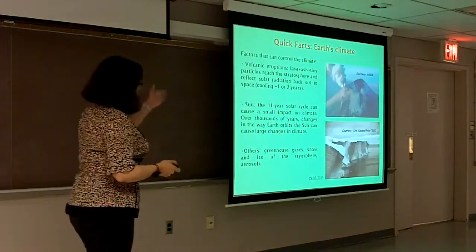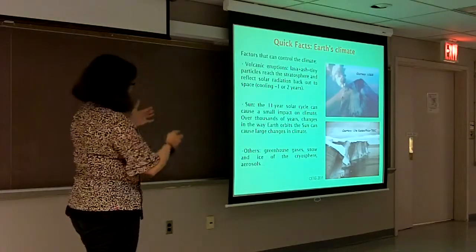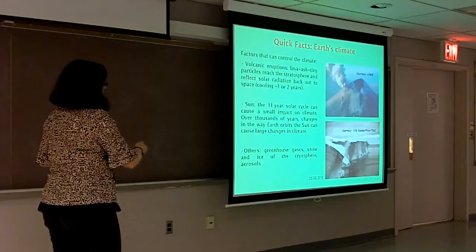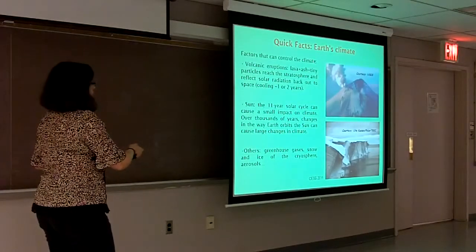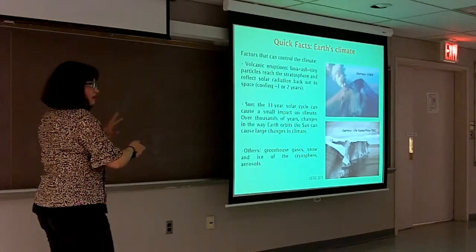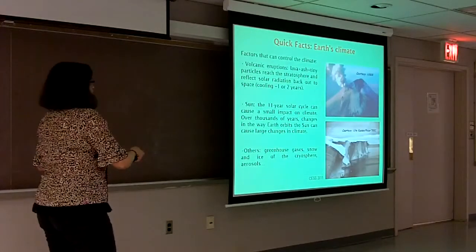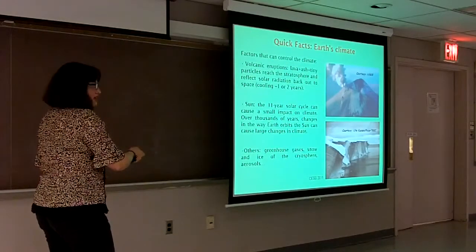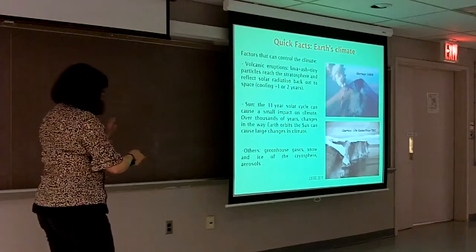Well, we have some factors that can control the Earth's climate. For example, the volcanic eruptions: the lava plus the ash plus the tiny particles reach the stratosphere, and that kind of particles reflect solar radiation back out to space. That implies a general cooling on Earth for about 1 to 2 years. So this is a possible implication of that.